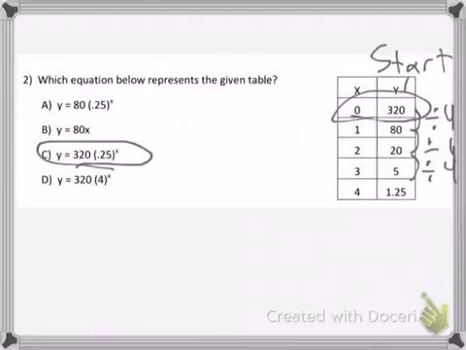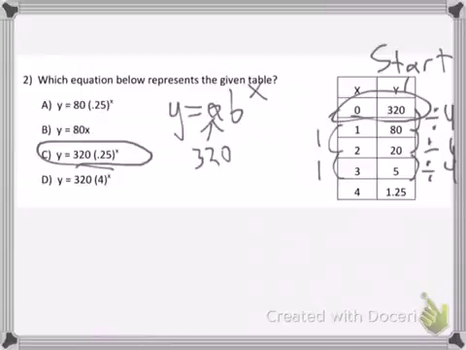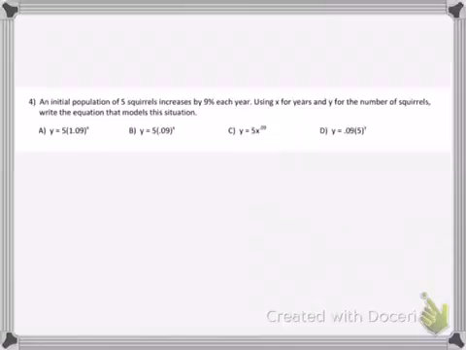It is C because my initial value, or my start point, is 320 and it is being divided by 4, which is going up by 1 here. So that'll be my initial value in y equals ab raised to the x. So my initial value is a, which is 320. My rate here is 1/4, which is the same thing as 0.25, and so there's my equation.